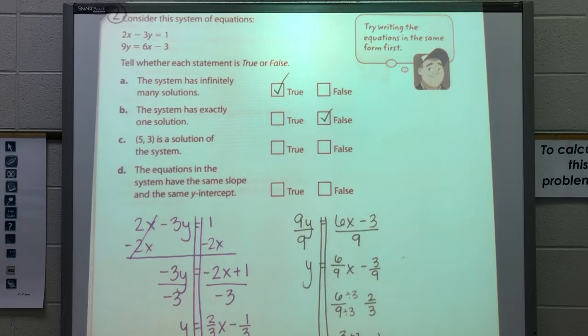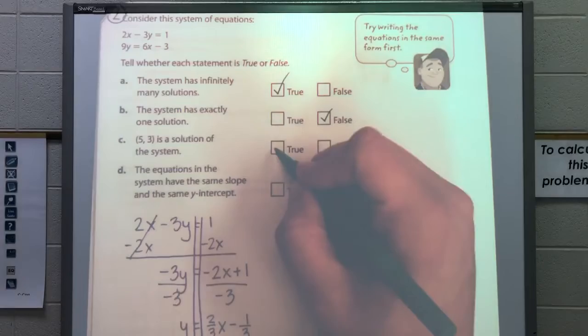C is a little bit tricky. It says 5,3 is a solution of the system. Well, is it a solution of the system? Yes, it is, because it is going to pass through 5,3. You can test that out by plugging in 5 for x and 3 for y, and it does pass through 5,3. It is not the only solution, but it is a solution to the system of equations.